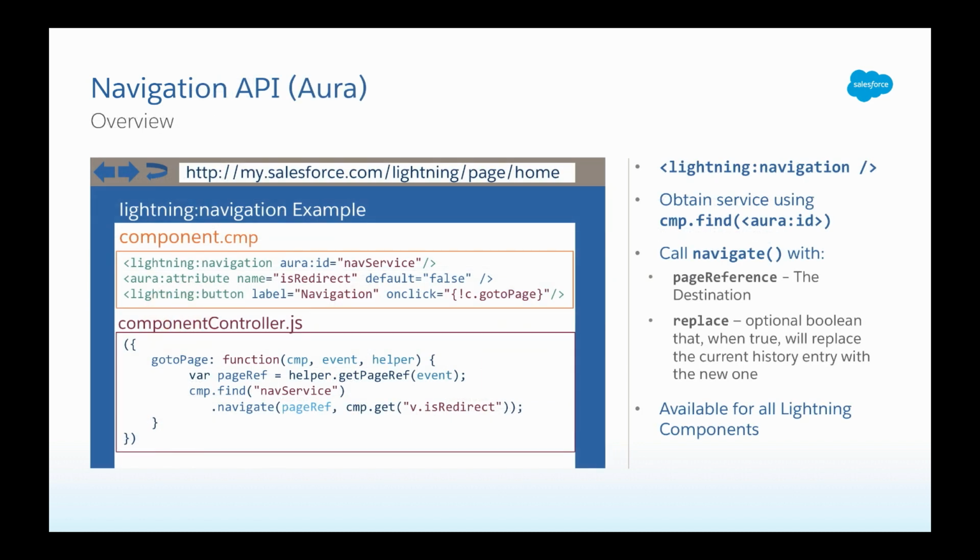So what does this look like? In Aura, what you do is you include the Lightning navigation component. You would give it an Aura ID, and then you'll reference it back in some event handler. In this case, a Lightning button has an on-click handler that calls go to page. It references that navigation service and calls navigate on it with some page reference and an optional second parameter for whether or not to replace the history.